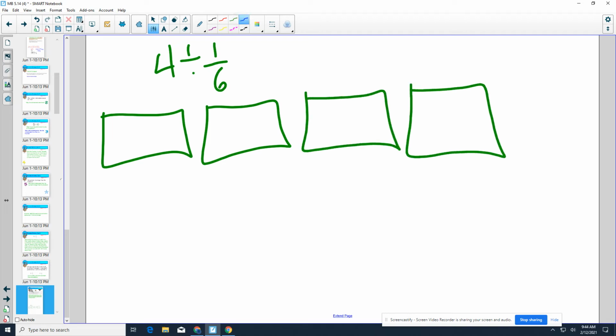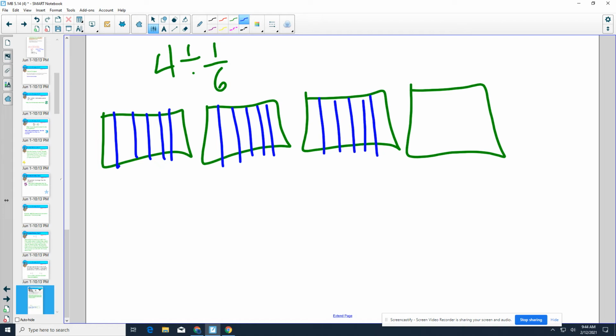I'm going to split each one into 6. So 1, 2, 3, 4, 5. Now, when I look, I'm going to count my pieces. So each one has 6. So 6, 12, 18, 24. So I should have 24 pieces.